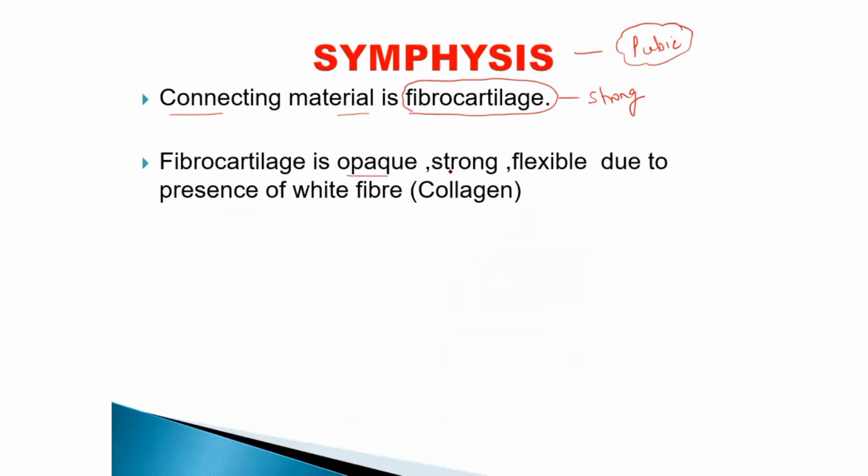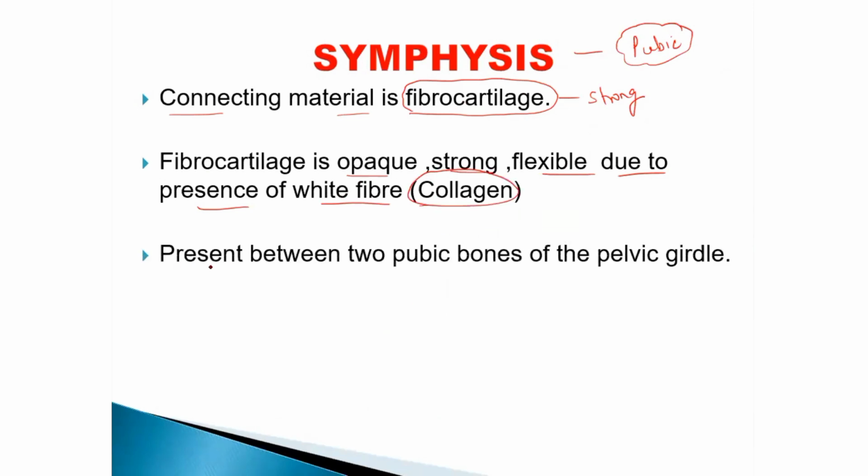Fibrocartilage is opaque, strong, and flexible due to the presence of white fiber, and that white fiber is nothing but what is called collagen. It is present between two pubic bones. We all have studied the pelvic girdle. So here there is a pelvic girdle. There are two bones in the pelvic girdle, which is made up of three bones basically: ilium, ischium, and pubis.